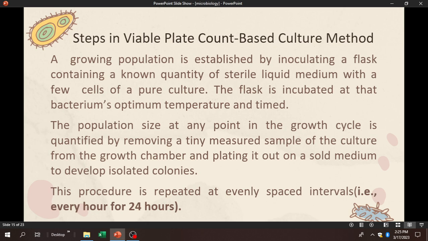Steps in the viable plate count culture method. A growing population is established by inoculating a flask containing a known quantity of sterile liquid medium with a few cells of a pure culture. The flask is incubated at that bacterium's optimum temperature and timed. The population size at any point in the growth cycle is quantified by removing a tiny measured sample of the culture from the growth chamber and plating it out on a solid medium to develop isolated colonies.